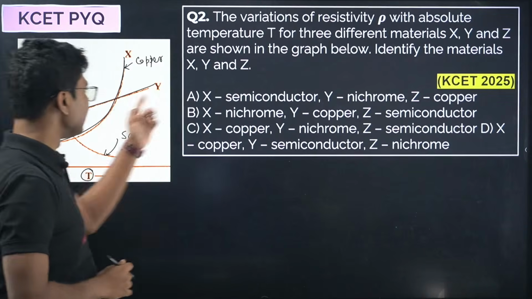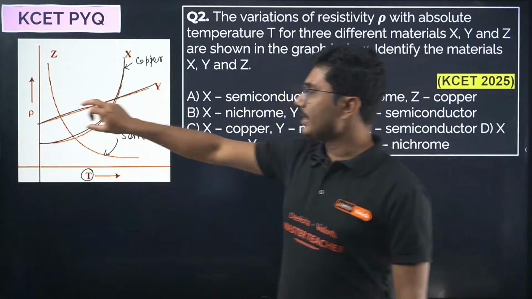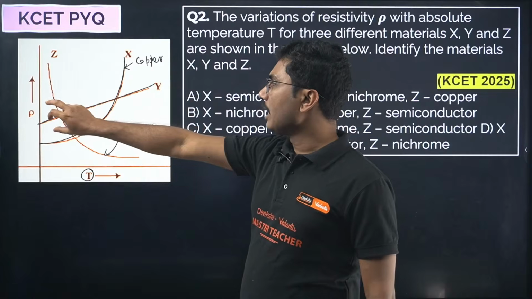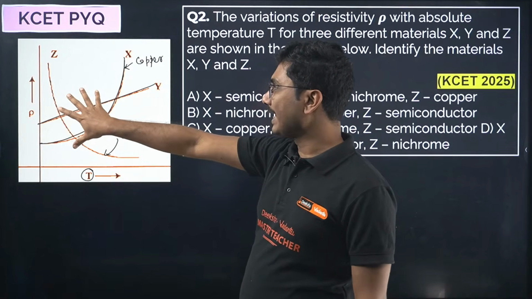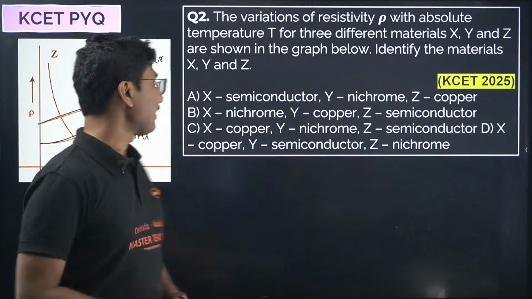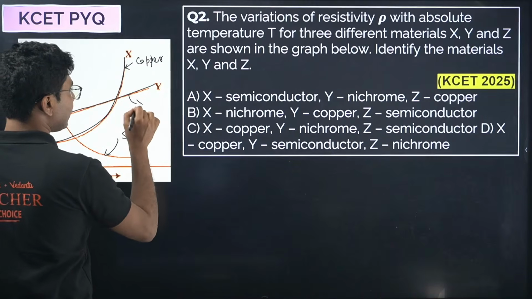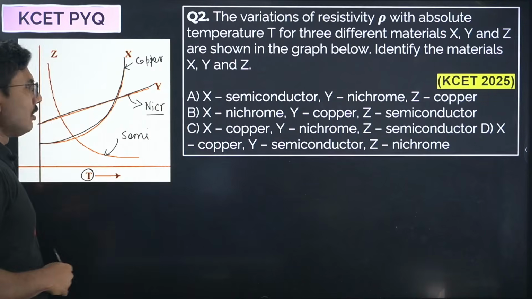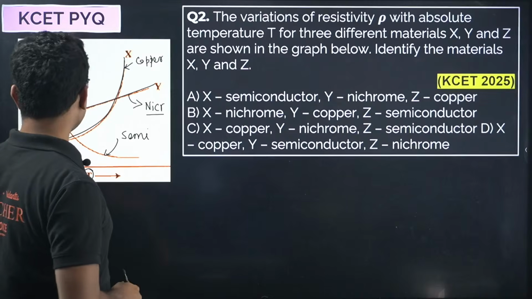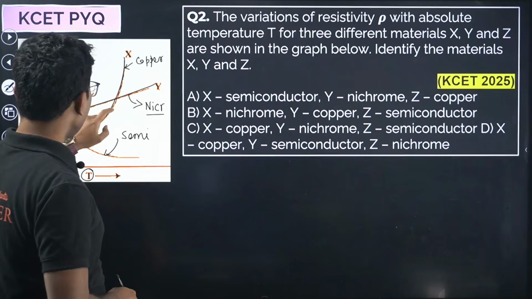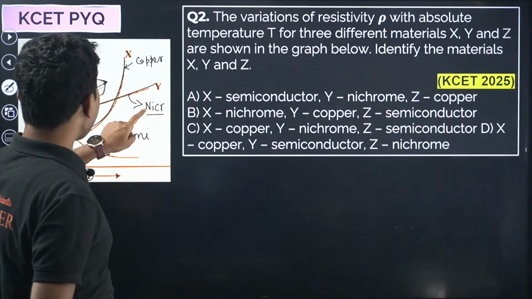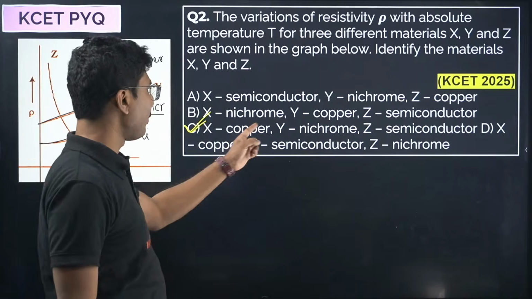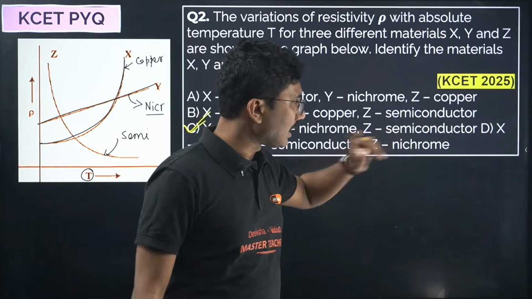Don't be fooled by it increasing in a straight line. The graph scale is large, so that's why it is giving you this change. But if you zoom in on the graph scale, then this will be almost exactly constant, so this must be nichrome. Okay, so now you figure out the correct answer. X is copper, Y is nichrome, Z is semiconductor. So definitely option C is correct. X is copper, Y is nichrome, and Z is semiconductor.